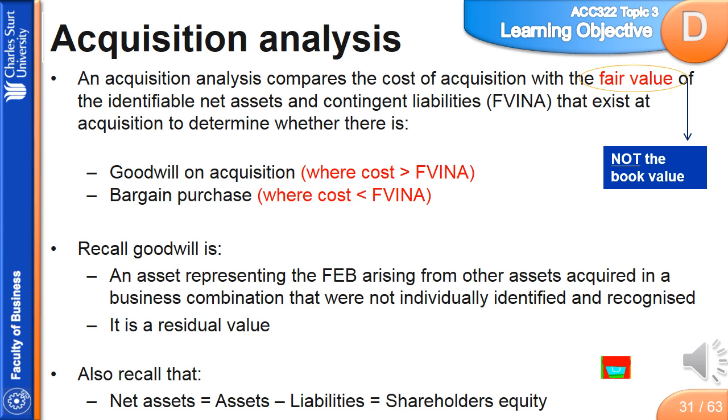It also mentions in the third point here that net assets equals assets minus liabilities equals shareholders' equity. They equal the same thing. It's just rearranging the first year accounting equation we learned about, which is assets equals liabilities plus equity.